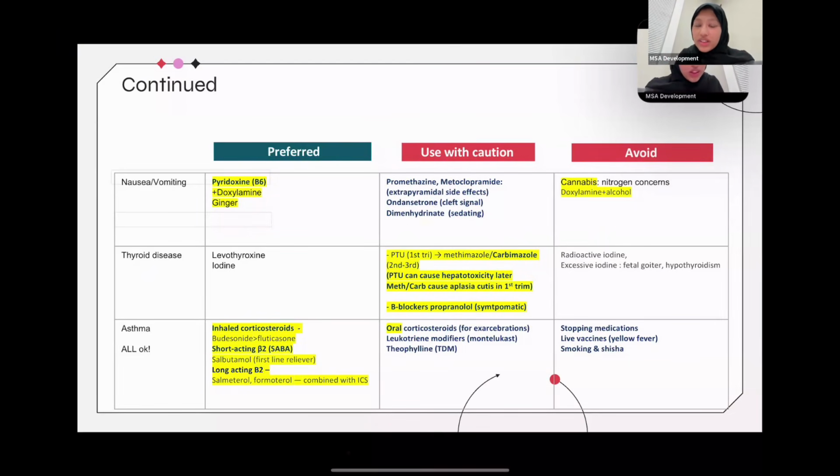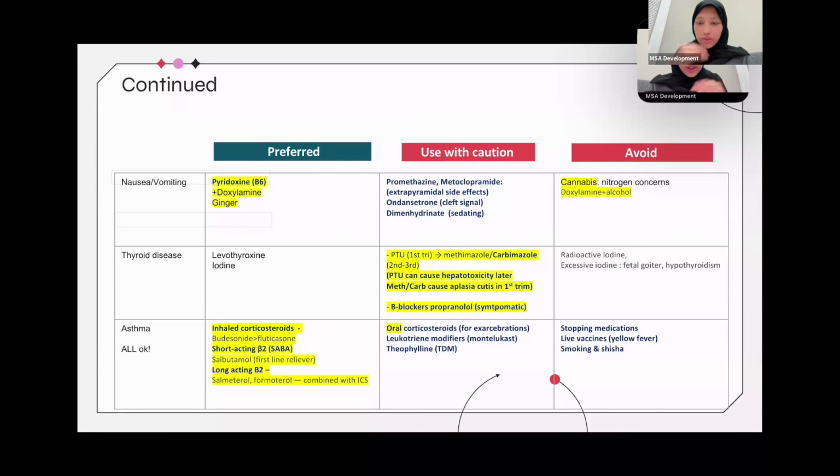What is used with caution? The most important, maybe you took it in endo pharma, is PTU, which can be used in the first trimester. I'm forgetting the full form of PTU, I'm so sorry. Wait, let me check. And then basically you can use that in the first trimester. So P for pregnancy, use in first trimester.